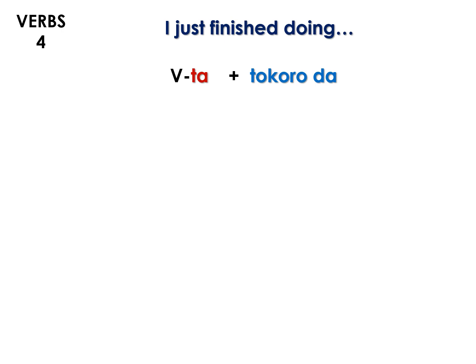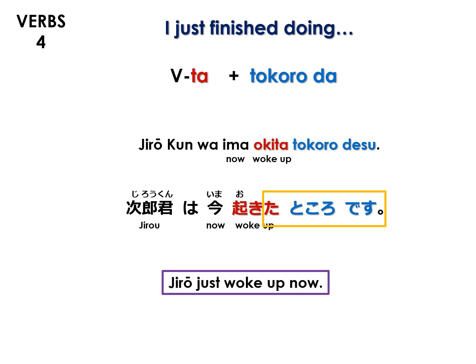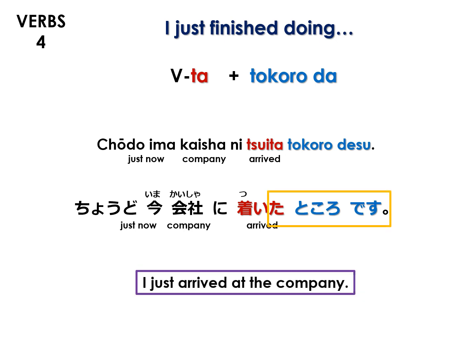Next pattern is たところだ。次郎君は今起きたところです。たところだ means I just finished なんとかなんとか。Translation, Jiro just woke up now. Another example, ちょうど今会社に着いたところです。Translation, I arrived at the company just now.